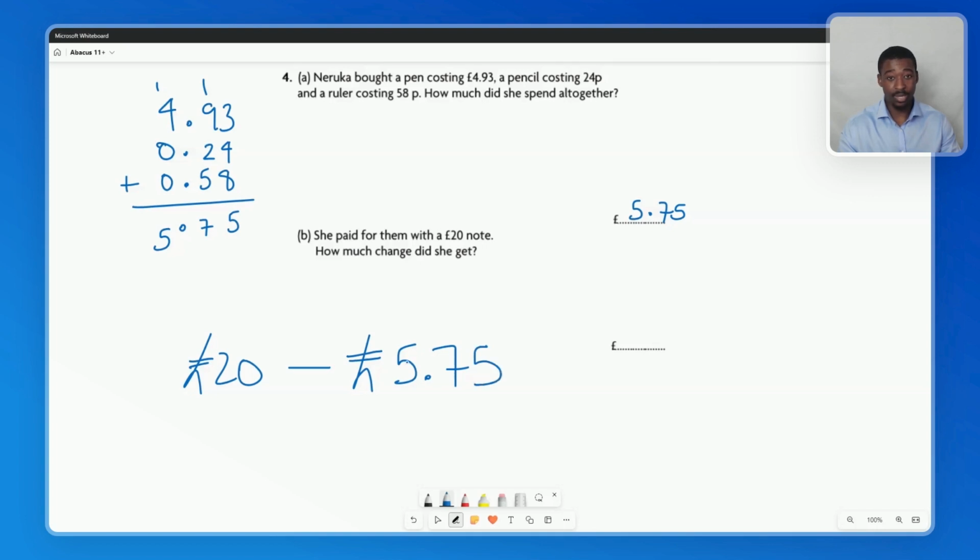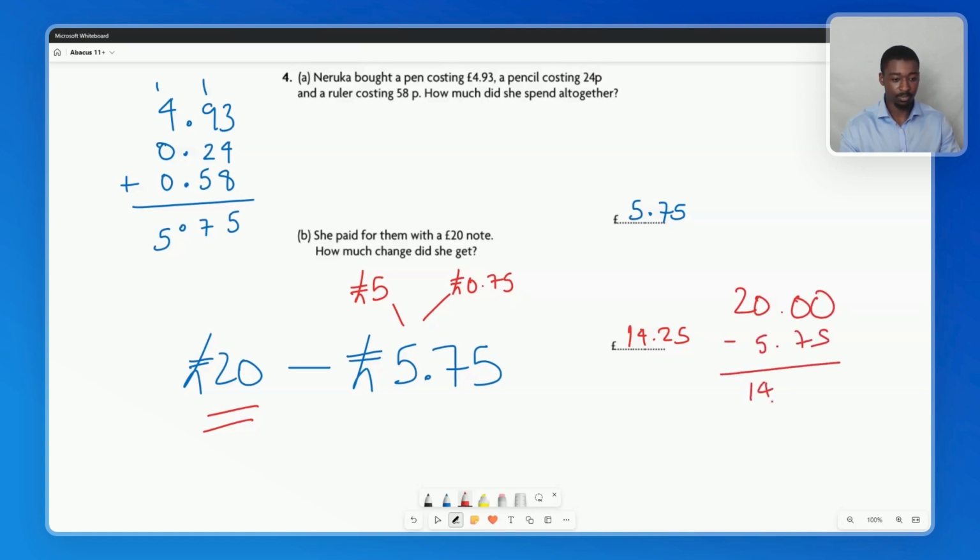So how can we do this? We can use our mental maths here and split it up into two different subtractions. Why? Because we know £5.75 in our head, right? It's just £5 and then 75p. So we can start by doing £20, right? Minus the £5, which is £15. Then we have £15 minus 75p, which is £14.25. And this is way quicker than doing column subtraction here, although it will give the same answer.